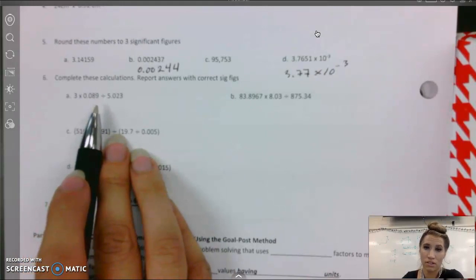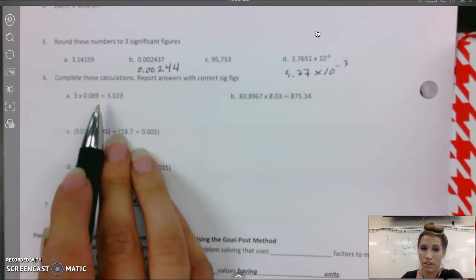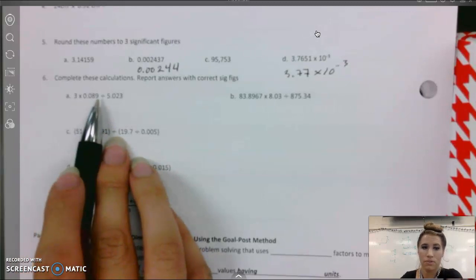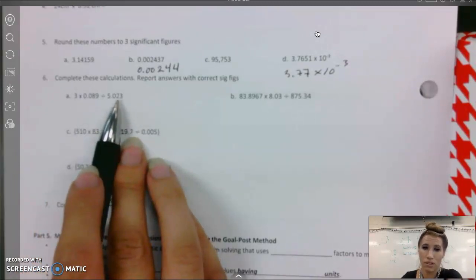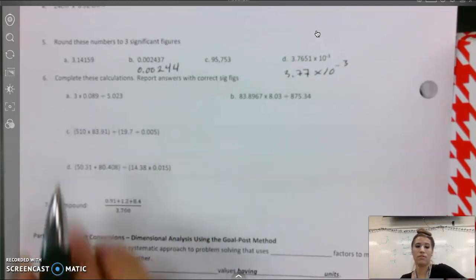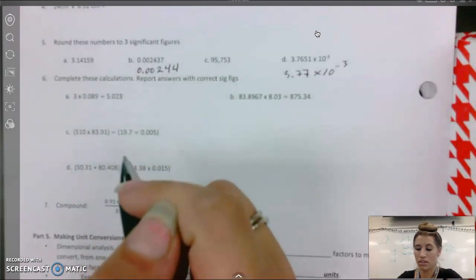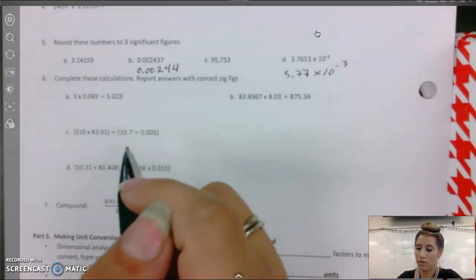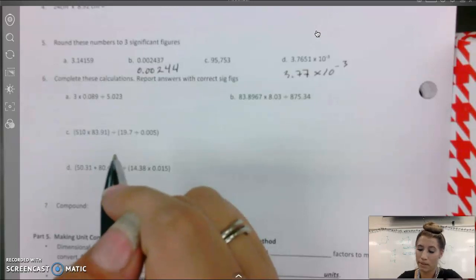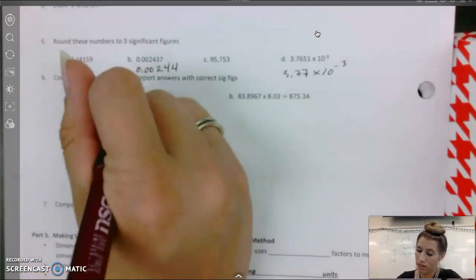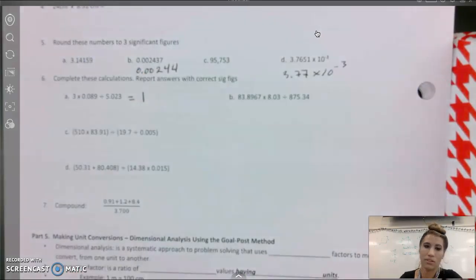All right, we're going to complete these calculations. Division. So our final answer is going to have the least amount of sig figs. So 1 sig fig, 2 sig figs, 4 sig figs. So our final answer will only be 1 sig fig. So if I take 3 and I multiply that by 0.089, and that's by 5.023. Okay. My calculator gives me the long answer of 1.34114. But we can only have one sig fig. So that would just be 1.